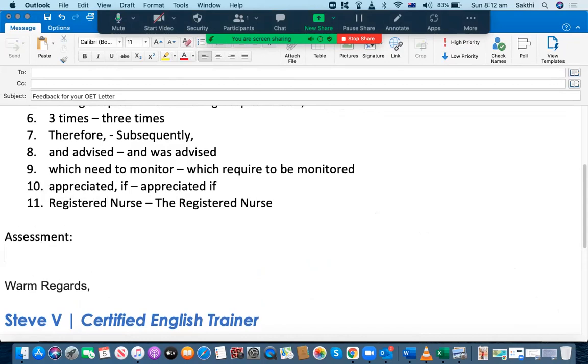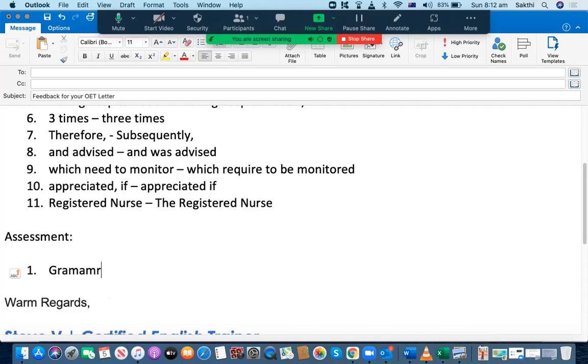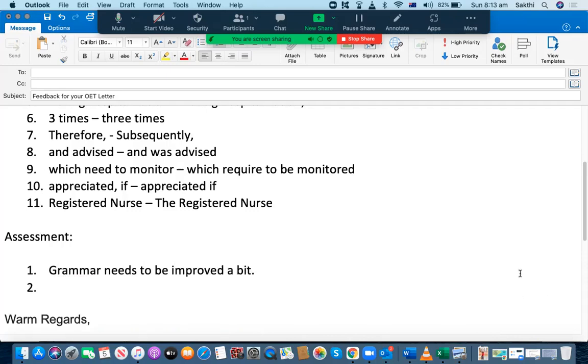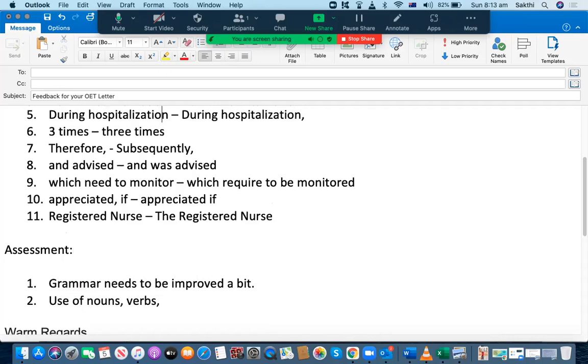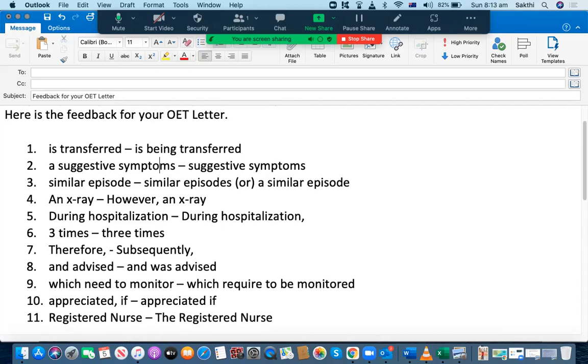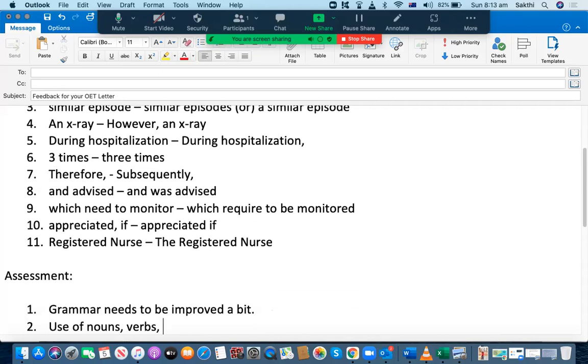Okay, let me go through the assessment. What needs to be done? One is grammar needs to be improved. So the way you have been using grammatical sentence structures needs to be improved. Right? Grammar needs to be improved a bit. Okay, the second one is, to be particular, use of nouns and verbs, and then plural and singular nouns. All right, those kinds of things need to be improved.